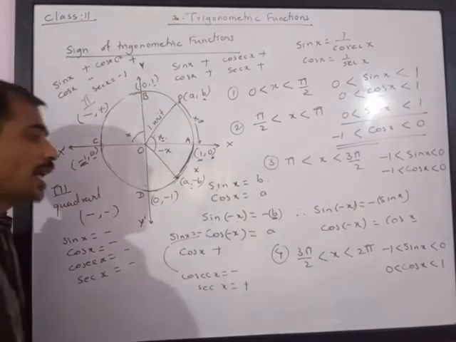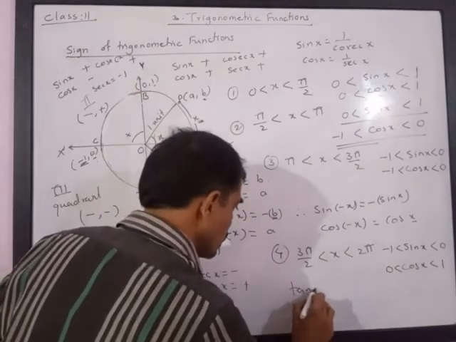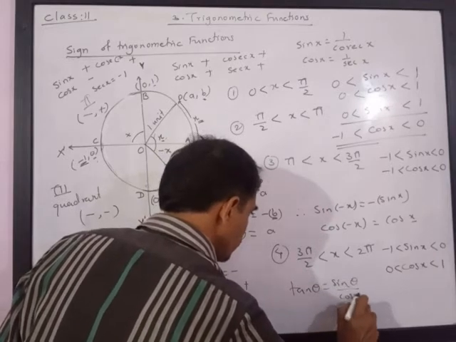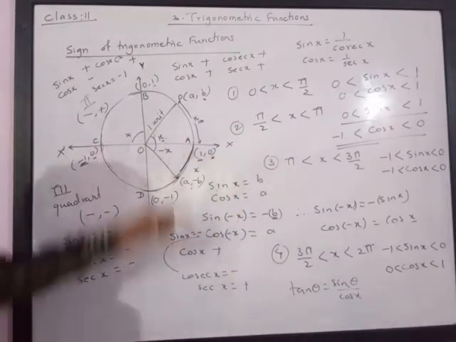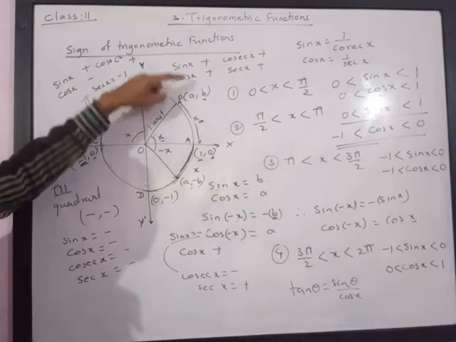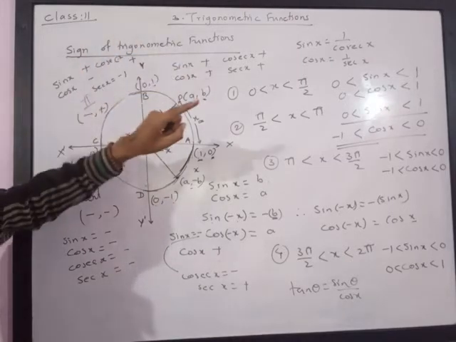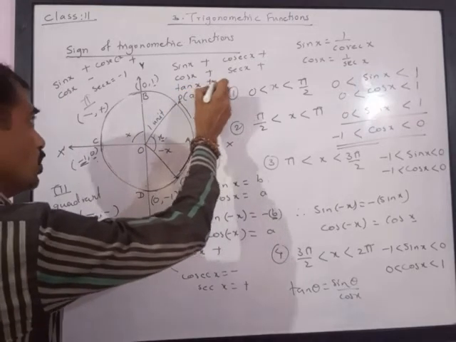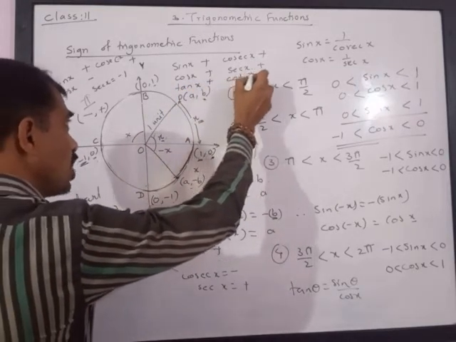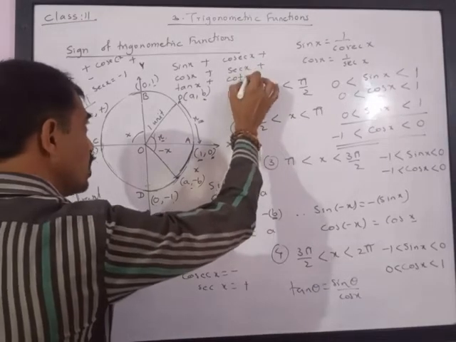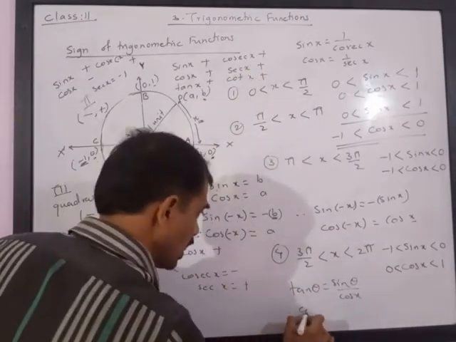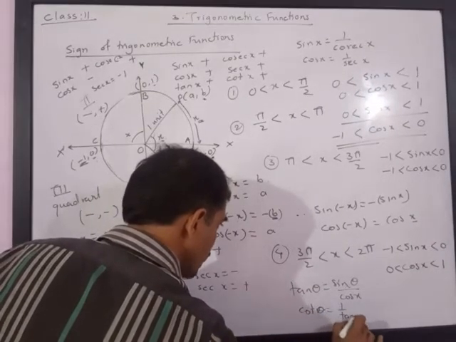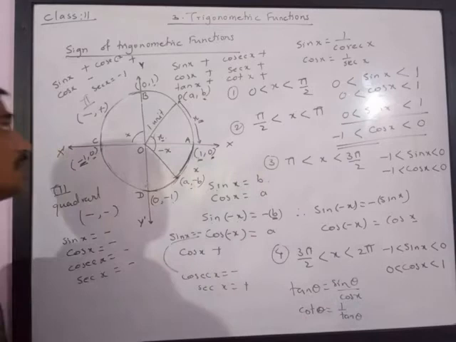Now we know that tan theta is equal to sin theta upon cos theta. So let us see what we get. Here sin theta is positive, cos theta is positive. So positive upon positive will be positive. Hence tan theta is positive, and hence its inverse cot theta will also be positive. We know that cot theta is equal to 1 upon tan theta. So if this is positive, this is also positive.